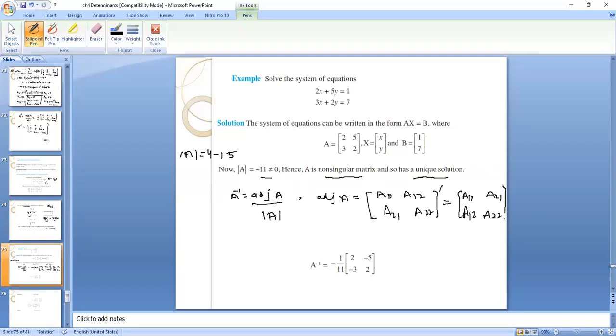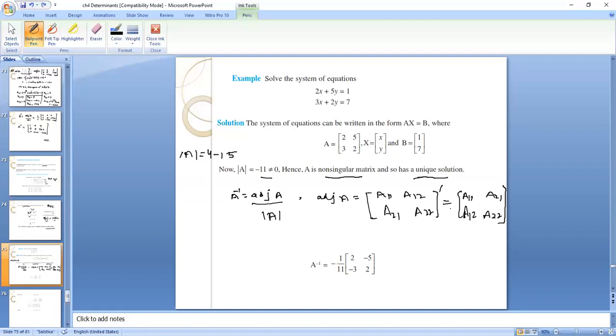Now our task is to find A11. For A11, we will hide the first row, first column. We are getting 2 with a plus sign, because A11 means minus 1 raised to power 1 plus 1. So we will be getting A11 as 2.